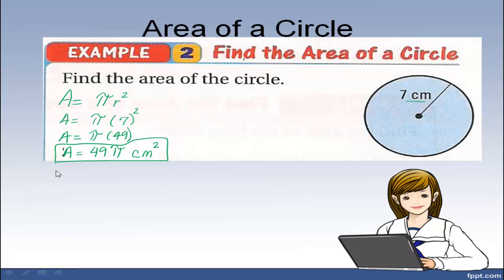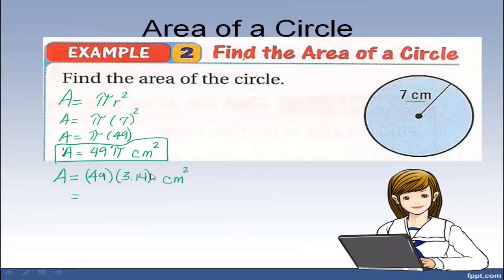Sometimes they will ask you to leave your answer expressed in terms of pi, so you would stop here. But if they ask you to give your answer rounded off to the nearest tenth or to the nearest hundredth, then you would have to go ahead and do one more step, which is multiply 49 times the approximation for pi. Okay, and you can go ahead and do that in your calculator. I don't have one with me right now. But you would multiply these two out and then give your answer rounded off to the nearest tenth. If it says to the nearest tenth, that means 1 decimal place. If it says to the nearest hundredth, that means 2 decimal places.